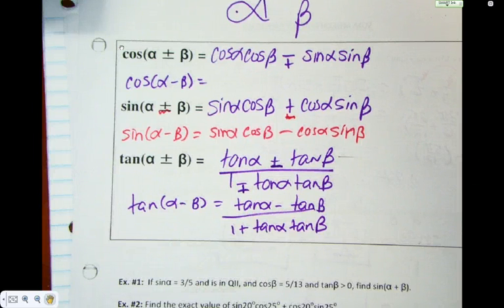Okay, these are going to go on the front of your new card, or you're going to squish them somewhere on your old card, so wherever you like them. You can write them with the plus and minus, or you can write them as 6 different formulas, whatever works better for your brain.